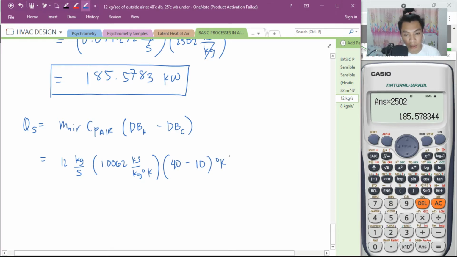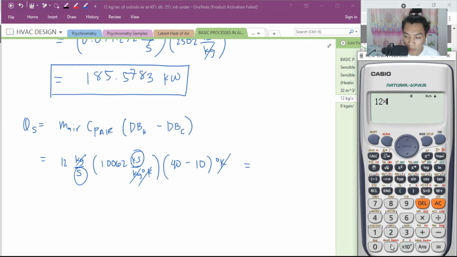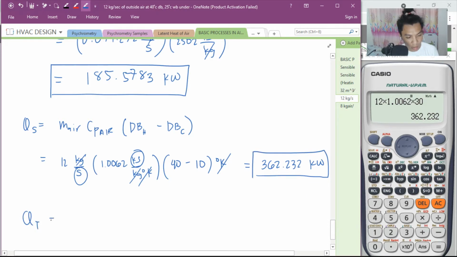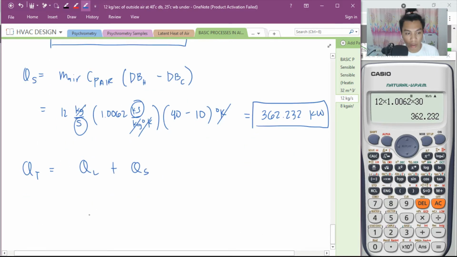Cancel all the same units. Ito ang lumabas kilojoule per second. That is in kilowatts. 12 times 1.0062 times 30. Mababa yan. 362.232 kilowatts. That is for QS. How about QT? QT, pwede naman to QL plus QS. O, di add mo na lang.